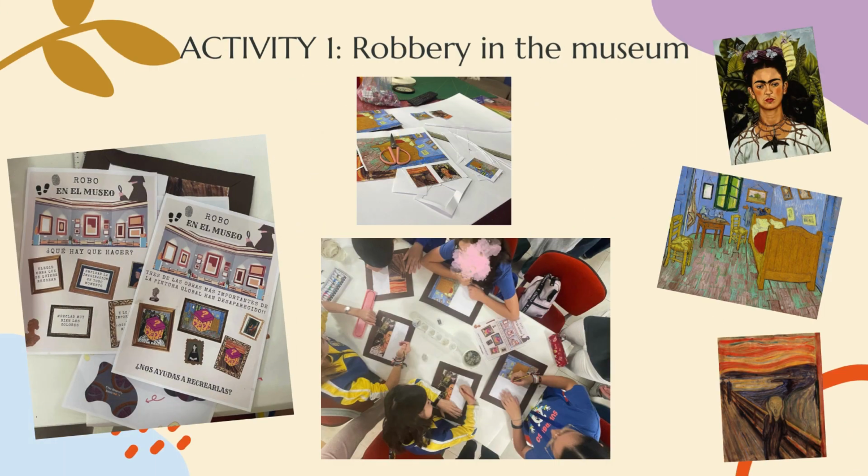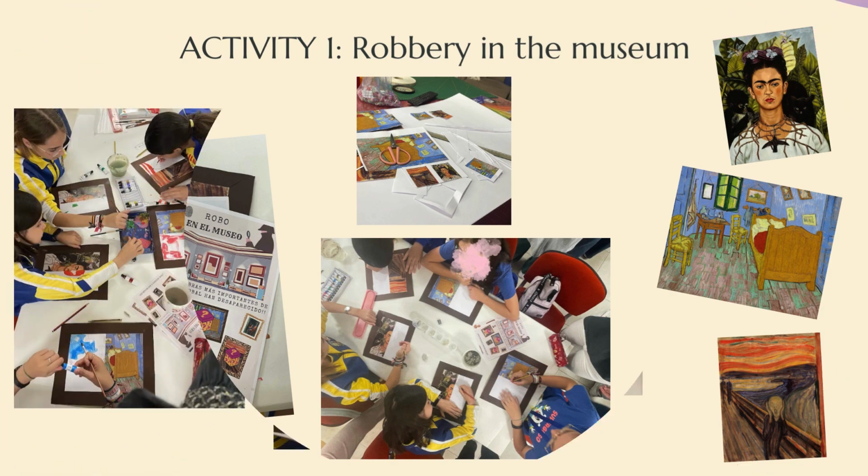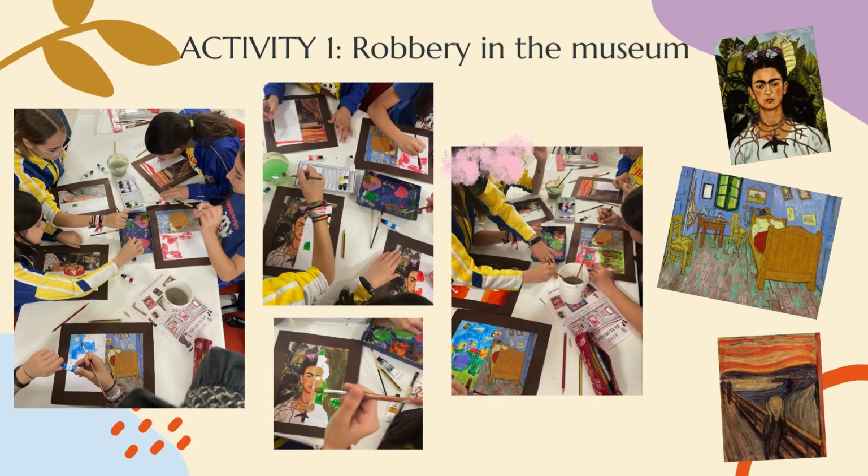In the first activity we developed, Robert in the Museum, the students had to recreate or create half of the 3 proposed pieces of art, which were The Shout from Edward Munch, Bedroom in Arles from Vincent van Gogh, and Self-Portrait with Necklace of Thorns and Hummingbird from Frida Kahlo, using acrylic paint. With this activity, we wanted to measure the ability to react to the talent proposed and which road students would take, whether they would copy the picture or if they would use their creativity and imagination.